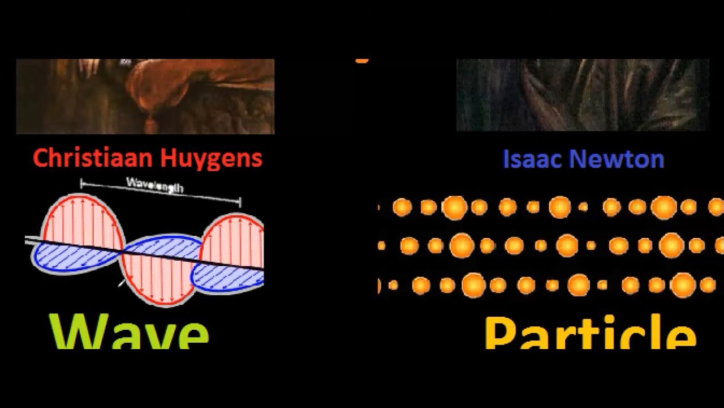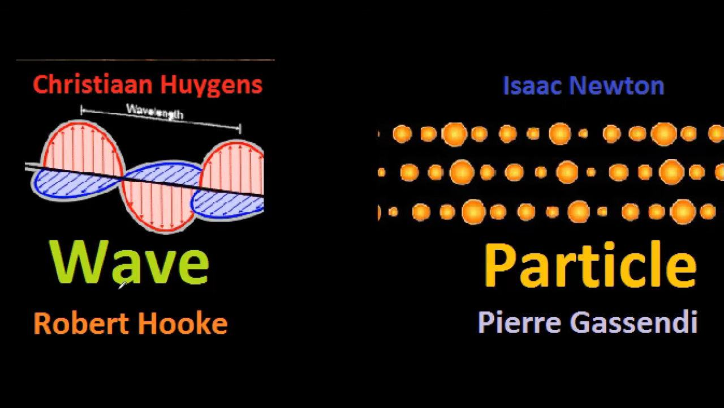Actually, the wave theory, the mathematics of which Huygens developed, was first visualized by Robert Hooke. Robert Hooke thought of light as waves of water. If you just throw a stone into the water, a ripple forms, and he visualized light in that way.